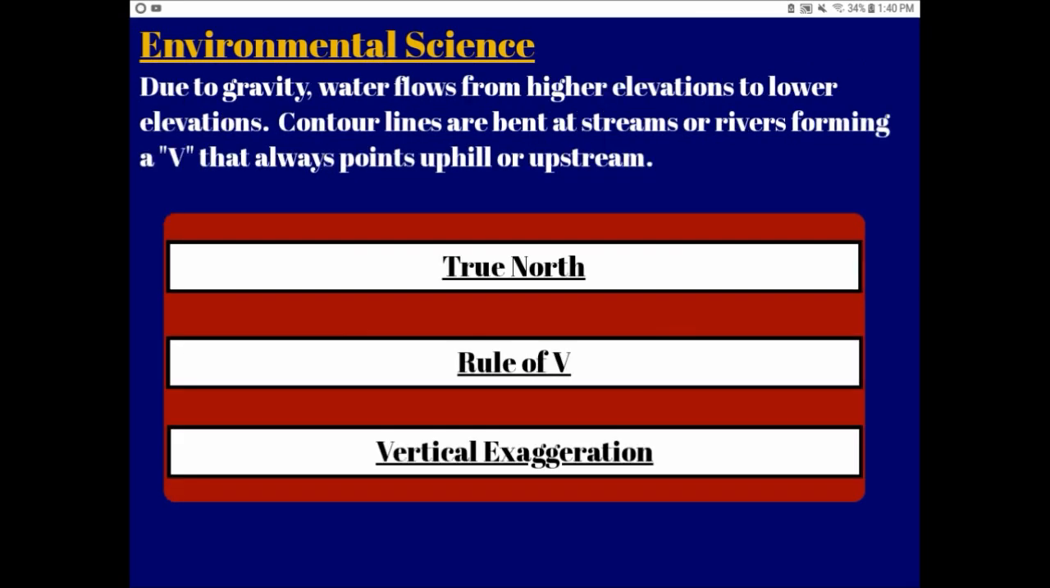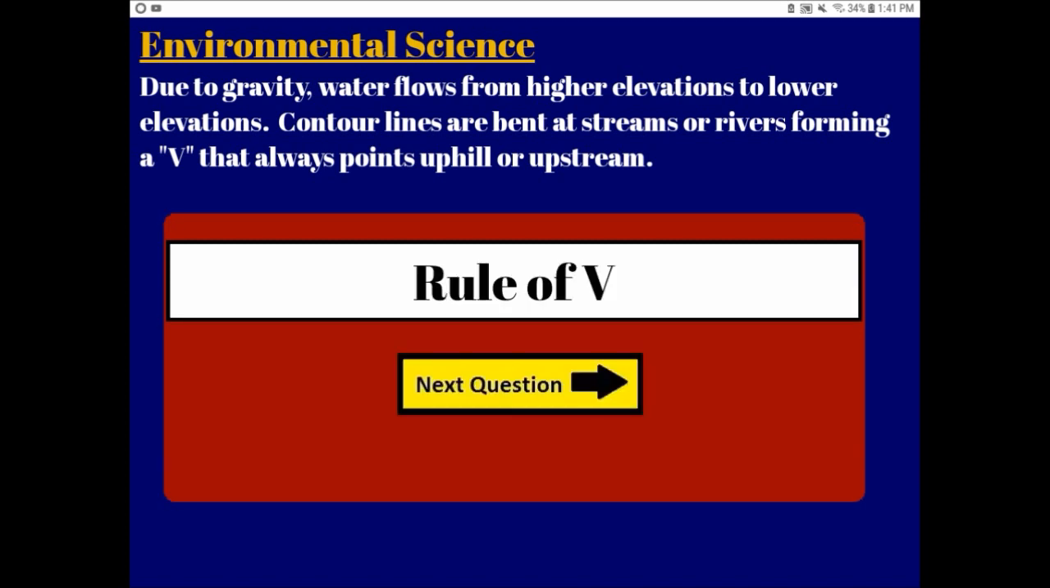Due to gravity, water flows from higher elevation to lower elevation. Contour lines are bent at streams or rivers, forming a V that always points uphill or upstream. Okay, true north, rule of V, vertical. Well, let's go ahead and just click rule of V. And that's correct.